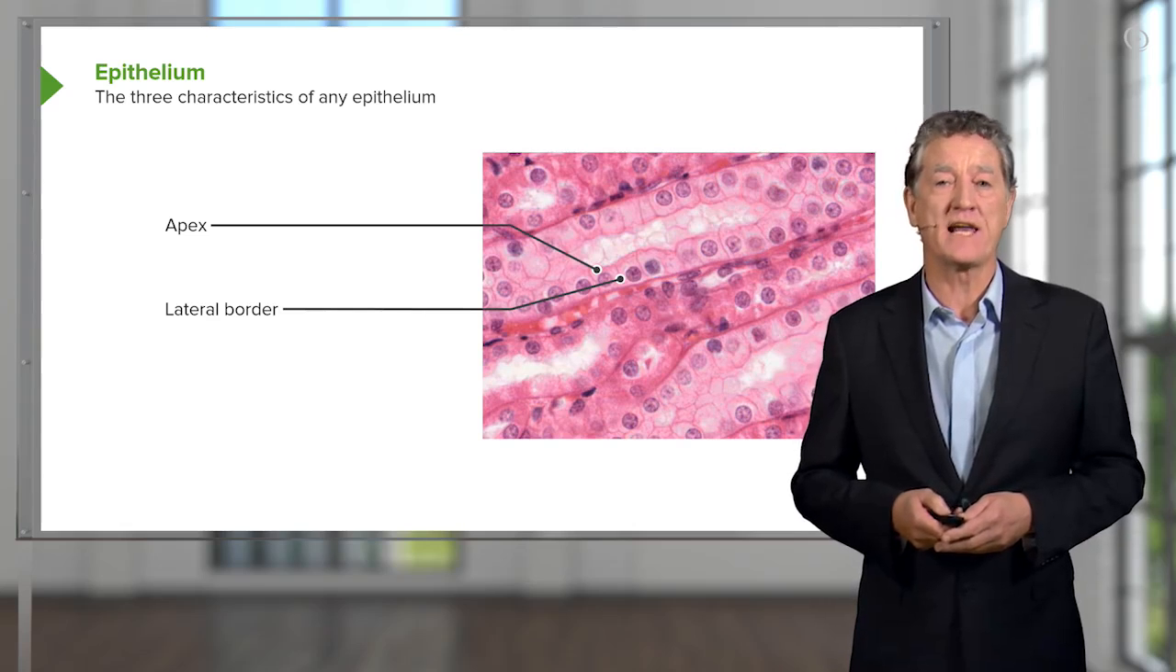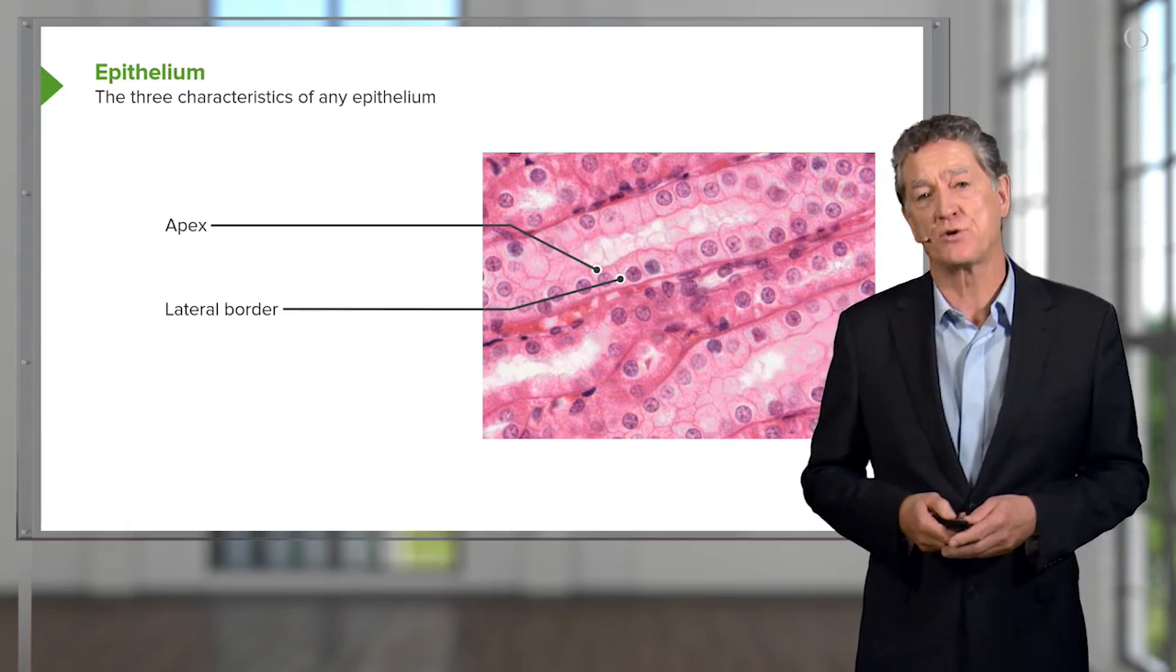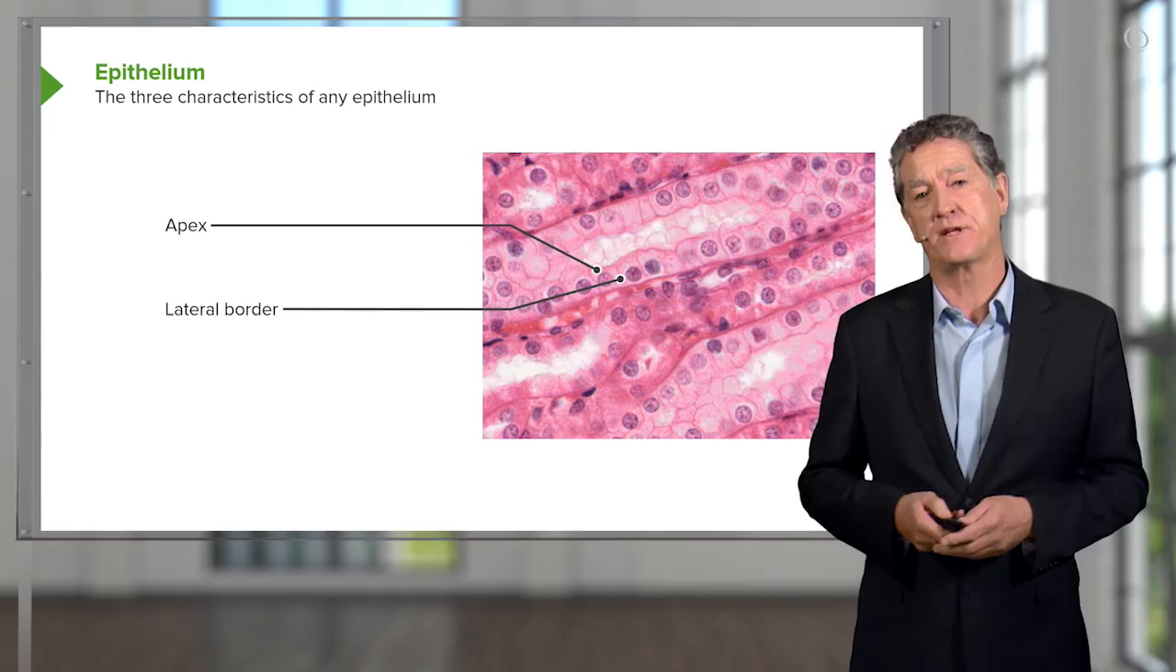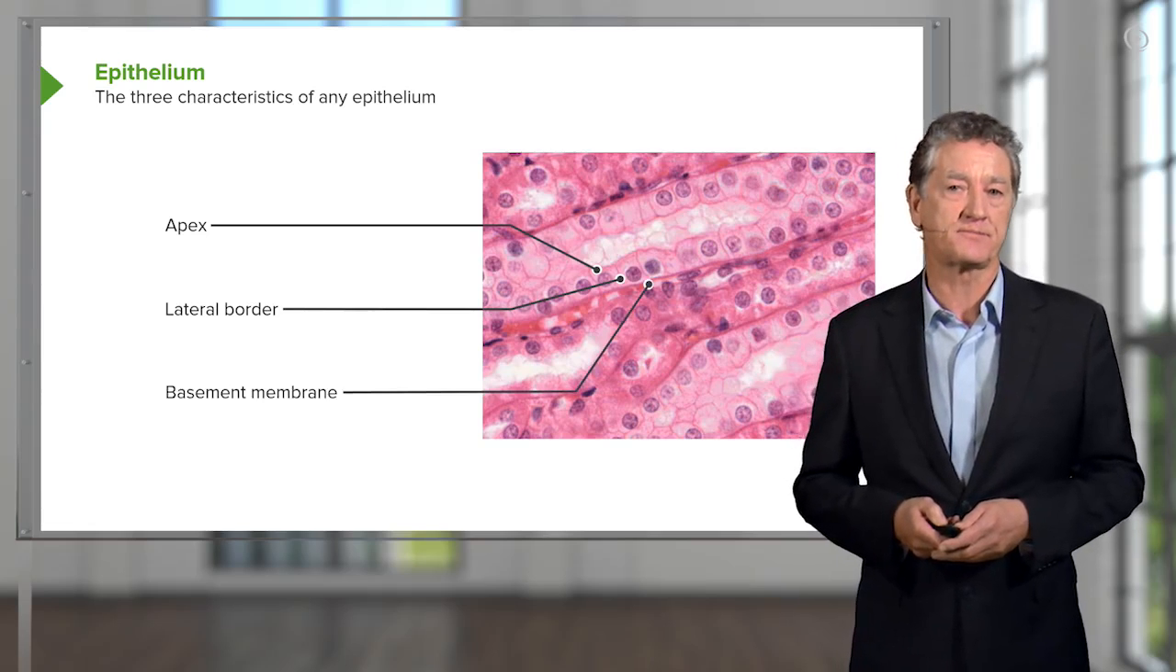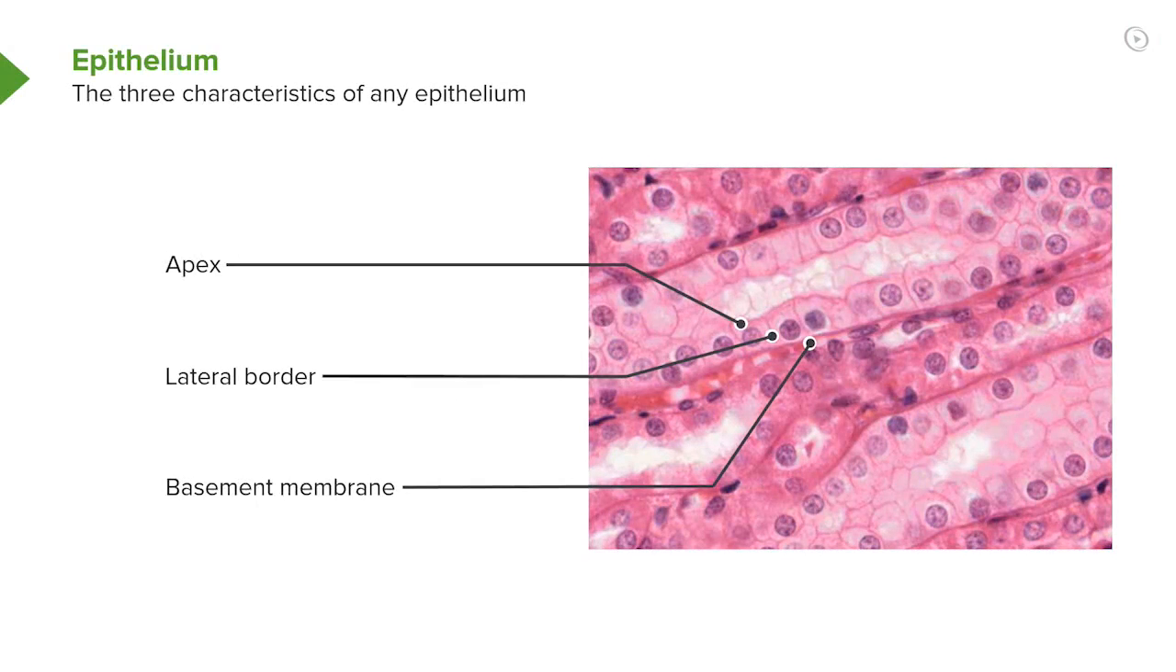Epithelia also have a lateral border, and that lateral border has very important functions. And that's where junctional complexes occur to hold these epithelial cells very closely together. All epithelia sit on a basement membrane and therefore are anchored to underlying connective tissue. We call that underlying connective tissue lamina propria. And I'll be talking about lamina propria a number of times in this lecture and also in other lectures.